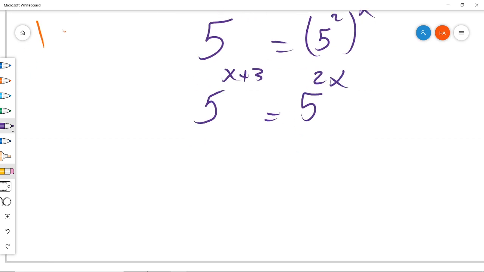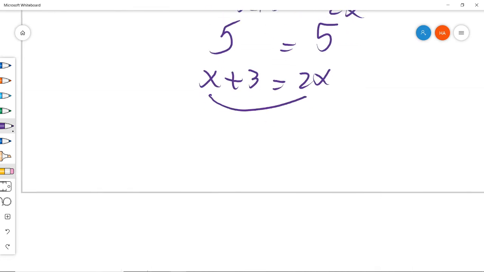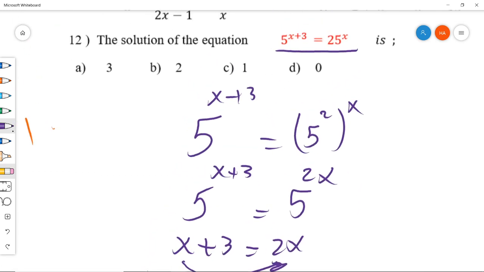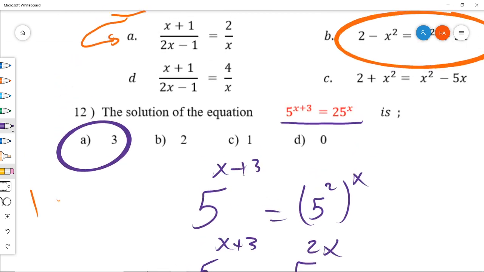Cancel 5 with 5. The exponent equals the exponent. So x plus 3 equals 2x. It is better to move x here, it becomes negative. So on this side it becomes 2x minus x equal 3. 2x minus x equals x equal 3. We get the solution: here x equal 3. Then the answer is 3A. 3 is a solution for the exponent.